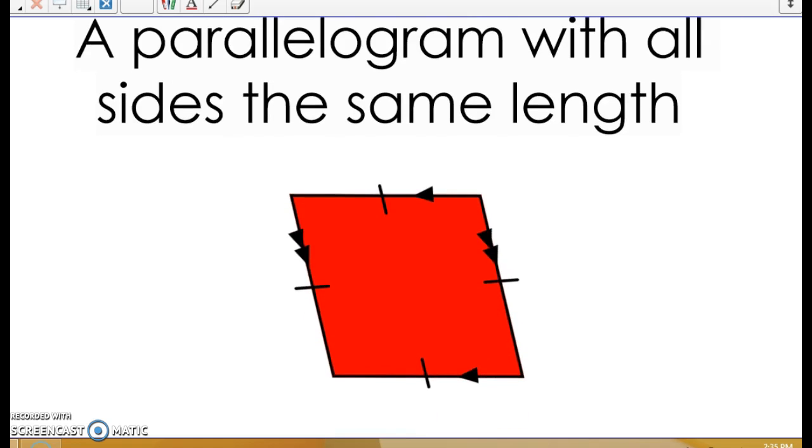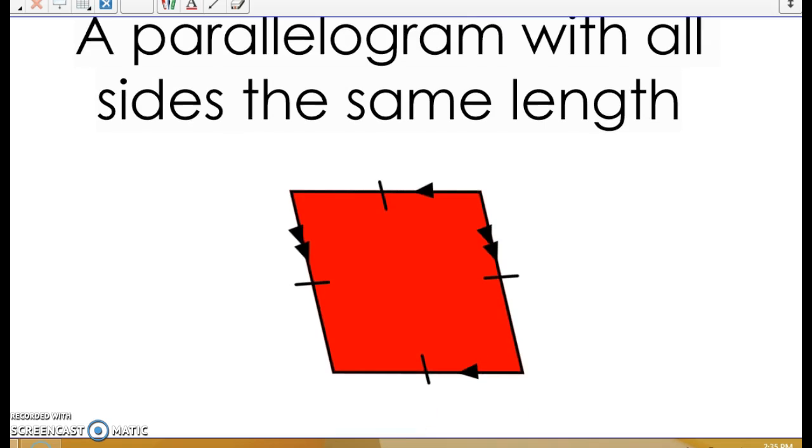A rhombus is a parallelogram with all sides of equal length. Okay, so this side and this side and this side and this side, all four equal length. That's why they all have one dash mark. And we do have some parallel sides here. So this top is parallel to the bottom with the one arrows, and the left is parallel to the right with the two arrows.